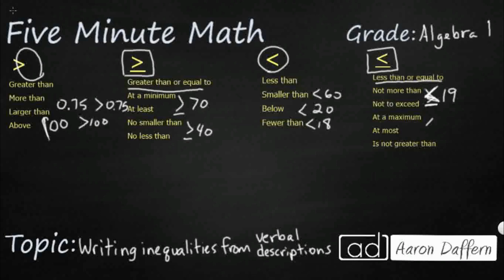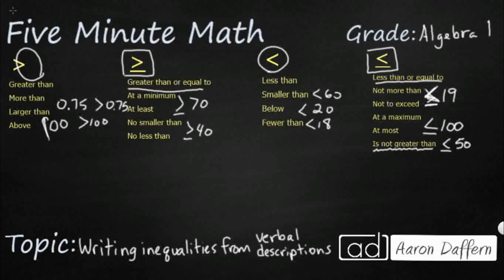So let's say at a maximum or at most 100. It can get all the way up to 100. It could be 100, it could be less. It just cannot be more, or is not greater than. This one is kind of tricky because that is a less than or equal to: is not greater than 50. Well, that means it can be 50. It could also be less than 50. It just can't be greater than 50.